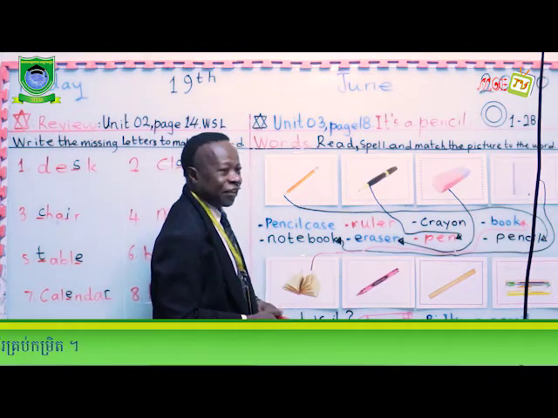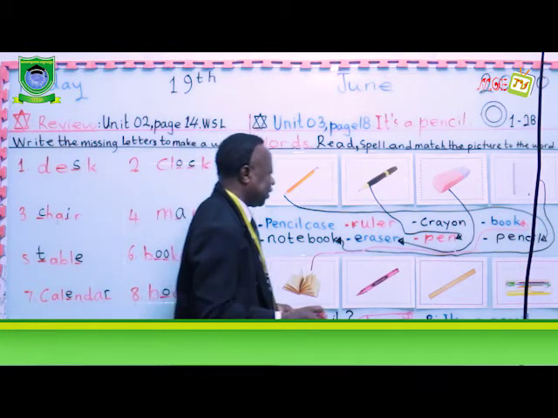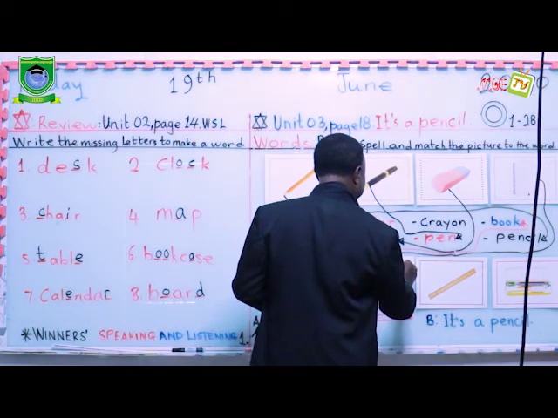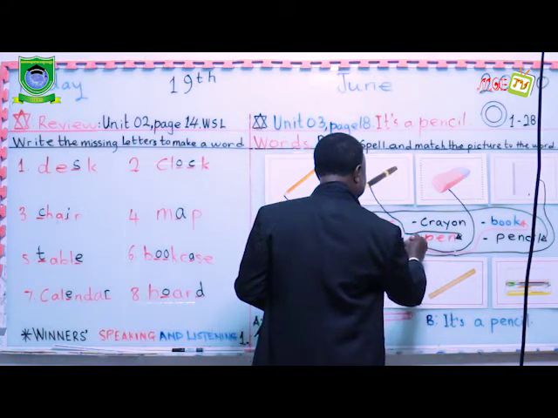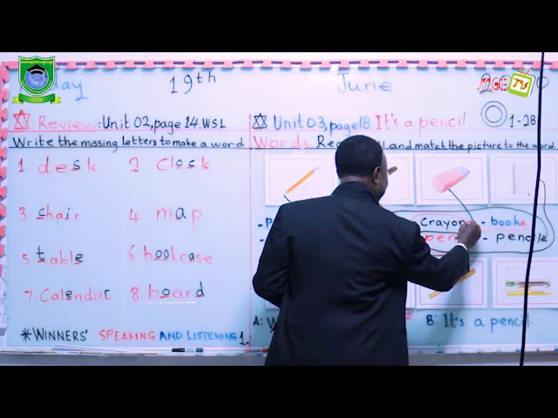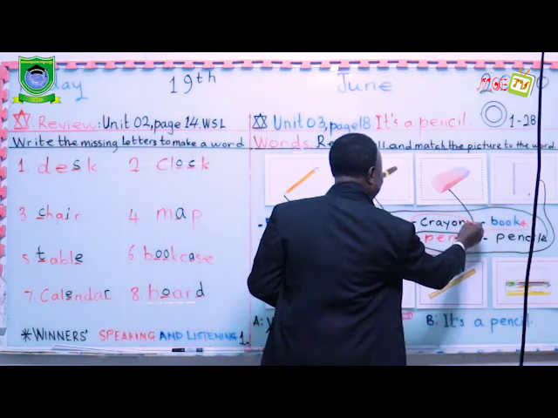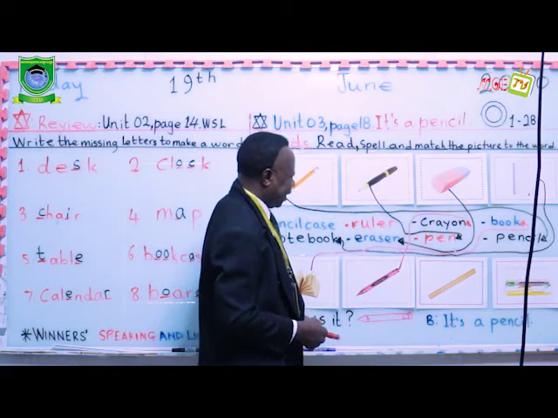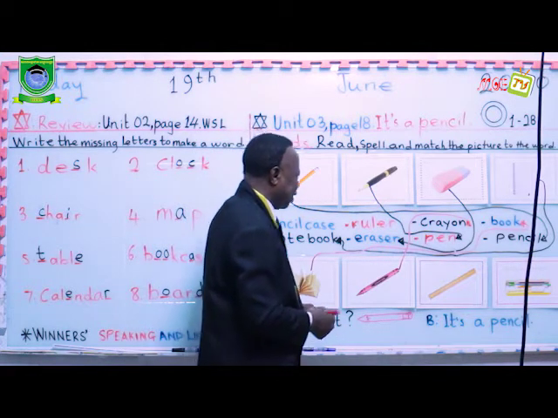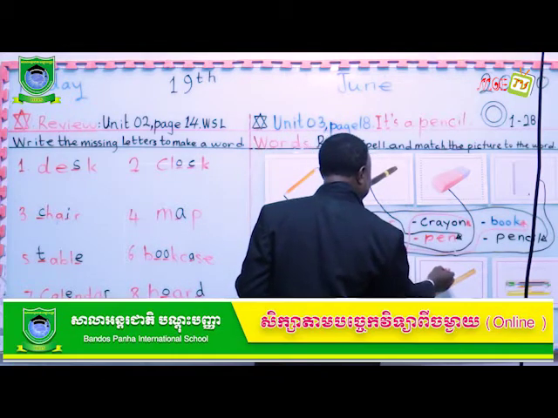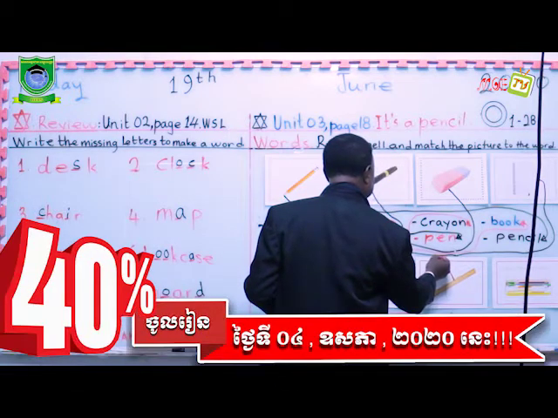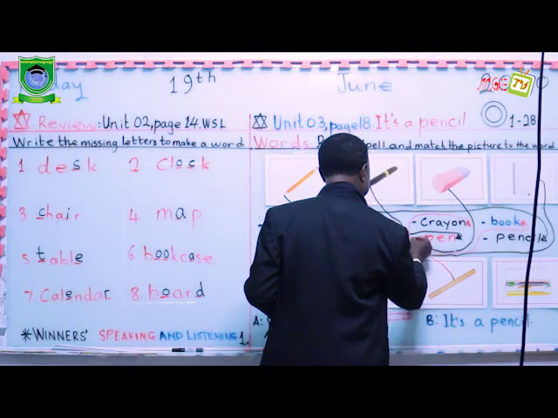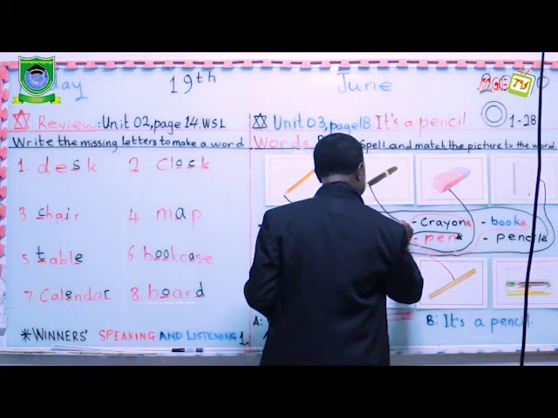Now what is this? That is crayon. Crayon. So crayon also, I'll just move from here to here. Crayon. This is crayon. Crayon. Good. Okay. Now that is done. Crayon is done. And we move on to ruler. Ruler. So ruler is here. So we can just march from here to here, then we find ruler. Ruler is that.